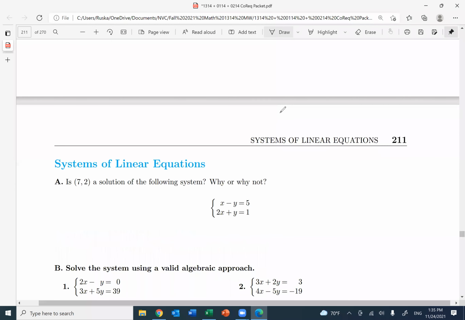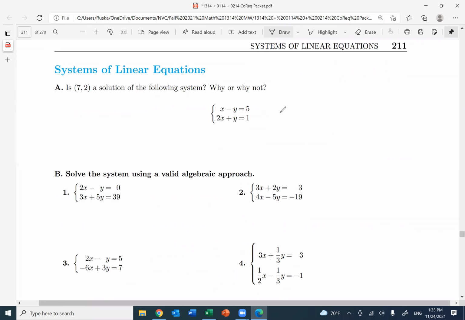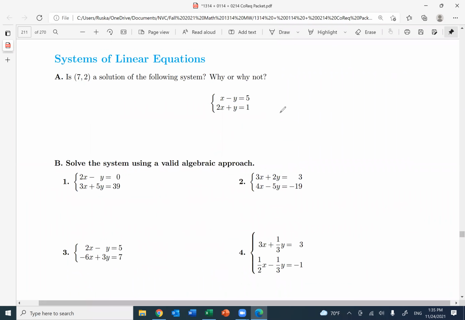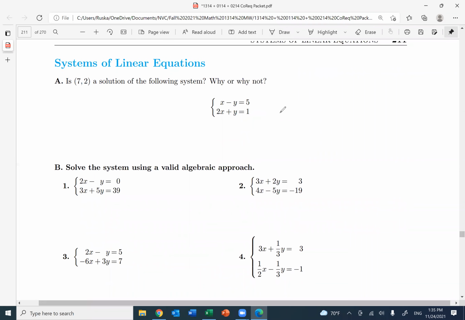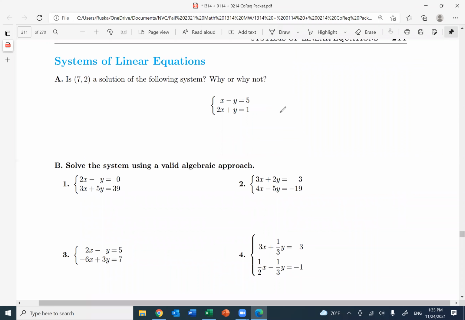Okay, so now we're going to start solving a system of equations, and this is how you solve them. First, we have to check if a given point is a solution. They give me (7, 2), and they're asking, is that point a solution for the system? So this is how you check it. You plug it in: x is 7 and y is 2 in both of the equations.